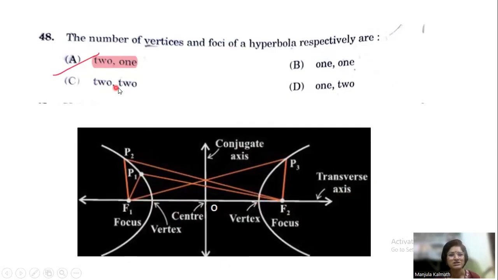So the result answer for this one is 2, 2. It is the wrong answer. This is not a correct answer here. This one is wrong and this is the correct answer. Okay, then we'll move to the next one.